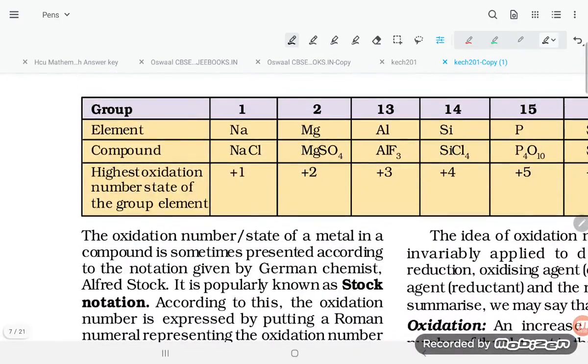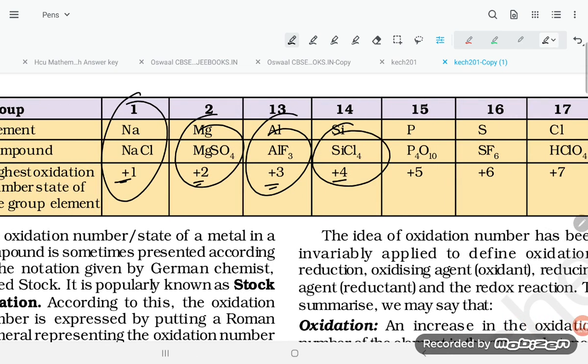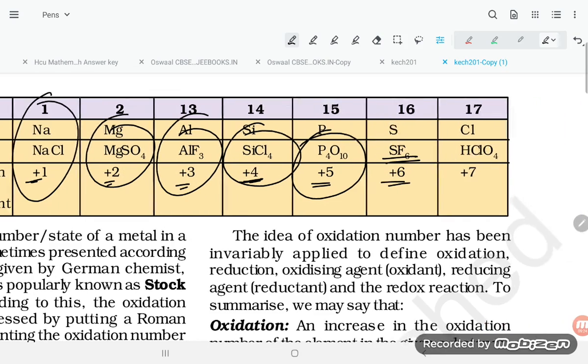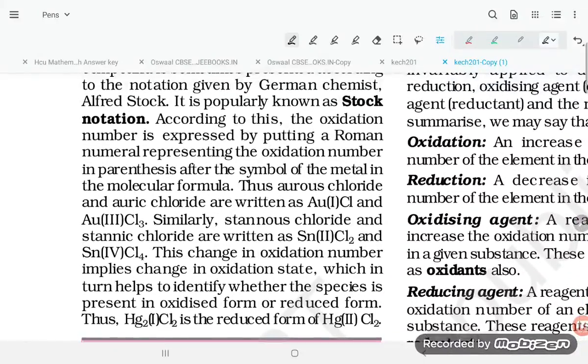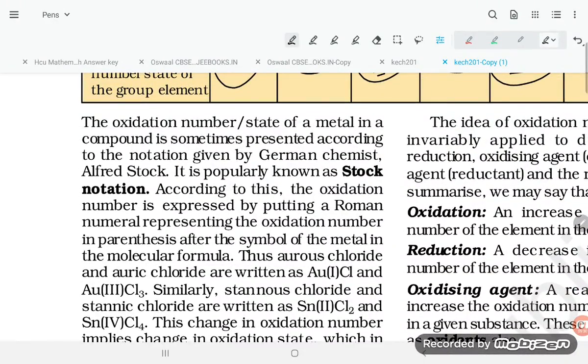Okay, so like in NaCl, Na is +1, in MgSO4 Mg is +2, in AlF3 Al is +3, in SiCl4 silicon is +4, in P4O10 phosphorus is +5, in SF6 sulfur is +6, and in HClO4 chlorine is +7. So this is what the oxidation number is, students, right?